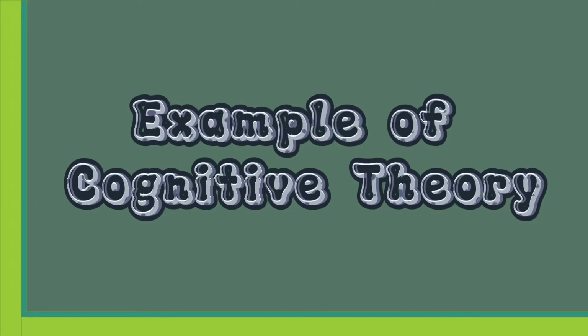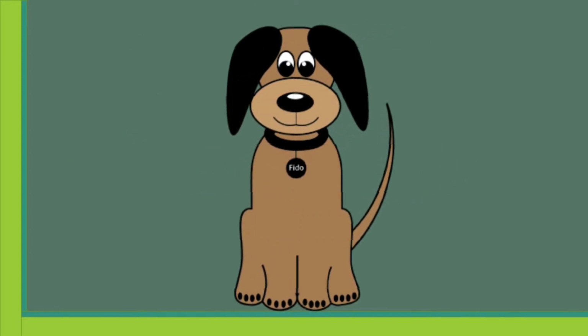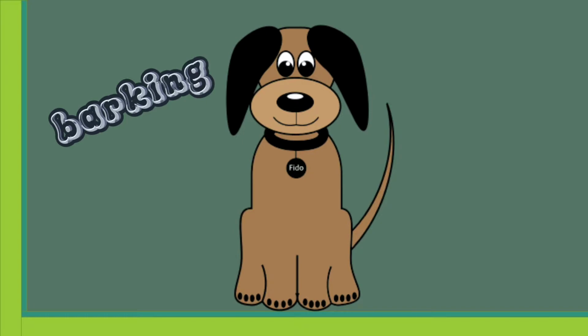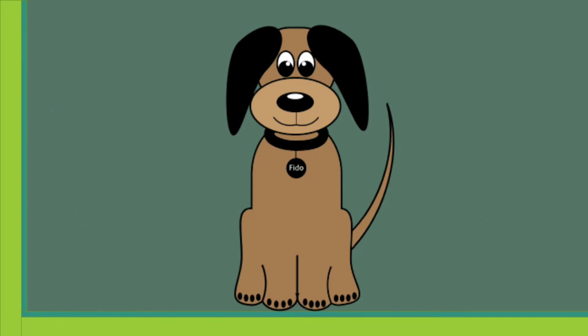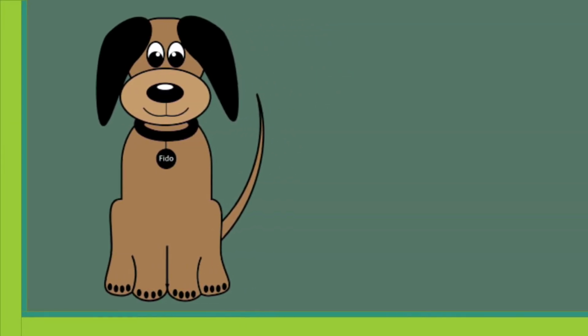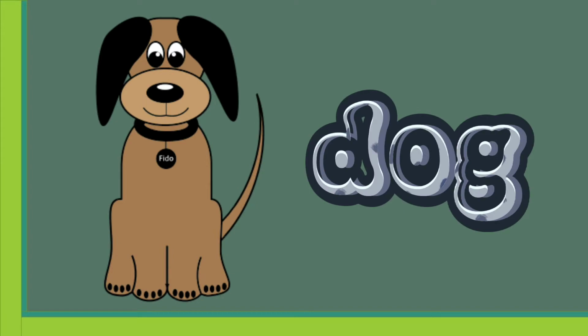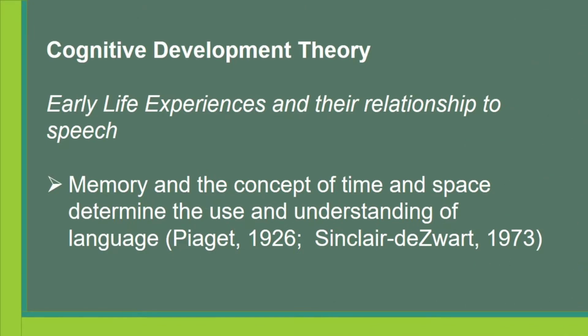For example, an infant is exposed to a pet dog, learns about the sound it creates, like barking, feels its fur, and knows that it loves to play or chew some bone. This shows that he learns the concept of a dog first, then learns to associate the word dog to the concept. Early life experiences and their relationship to speech.